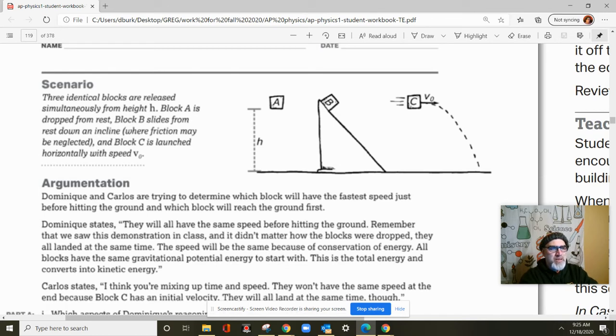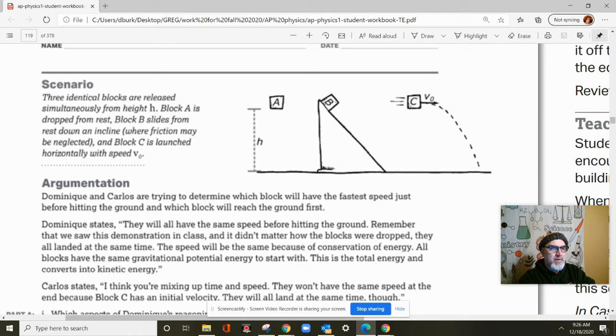Let's look at energy. Who's got the most energy at the end? Well, C has the most energy at the end because C has the most energy at the beginning. At the beginning, A has got mgh, and at the end, it will have kinetic energy. At the beginning, C has got the same mgh, but it also has kinetic energy because it has a velocity. A is at rest, and C is not at rest. So C has the most energy at the end because it has the most energy at the beginning. It's got both kinds of energy at the beginning.